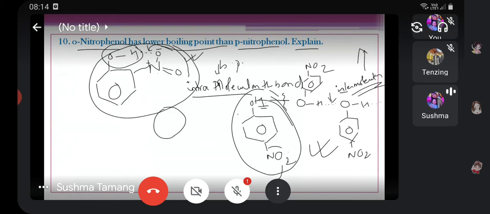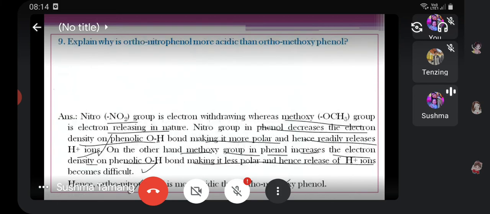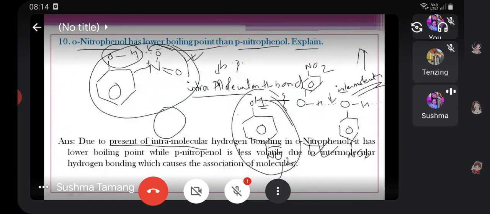So due to presence of intramolecular hydrogen bonding in ortho-nitrophenol, it has lower boiling point, while para-nitrophenol is less volatile due to intermolecular hydrogen bonding, which causes the association of molecules. Right? So inter छ भने चाहिँ boiling point high हुन्छ, melting point high हुन्छ, soluble हुन्छ. Intra मा हुँदैन है.